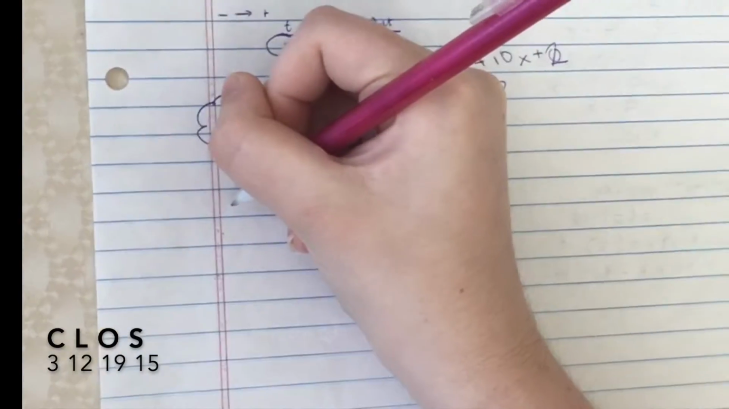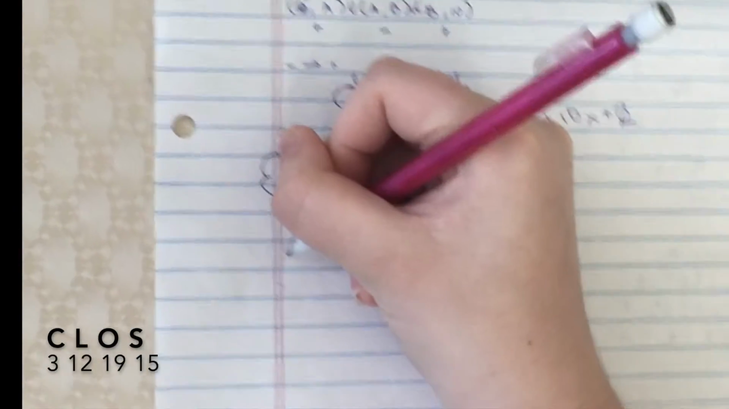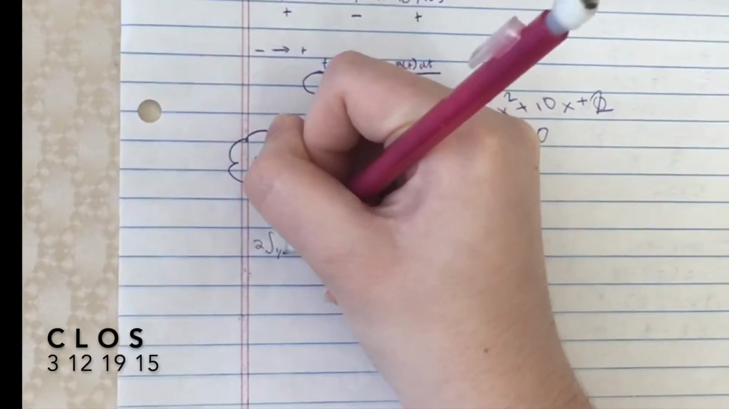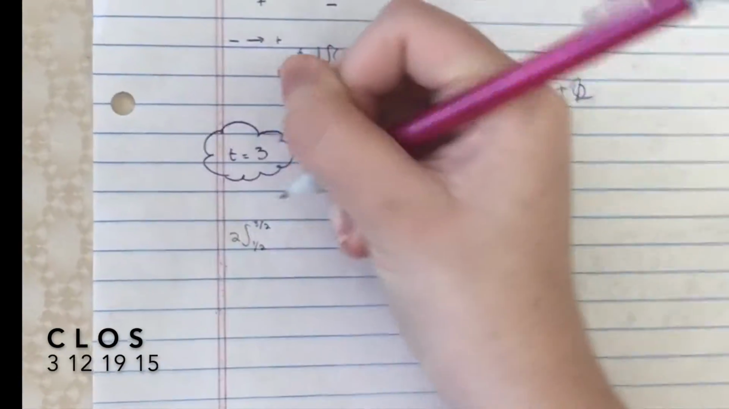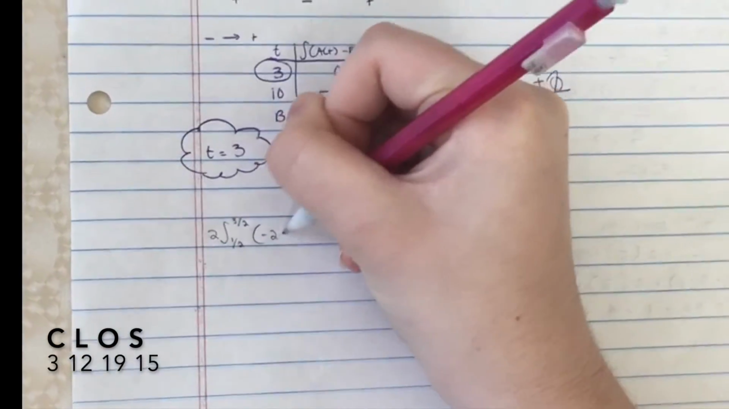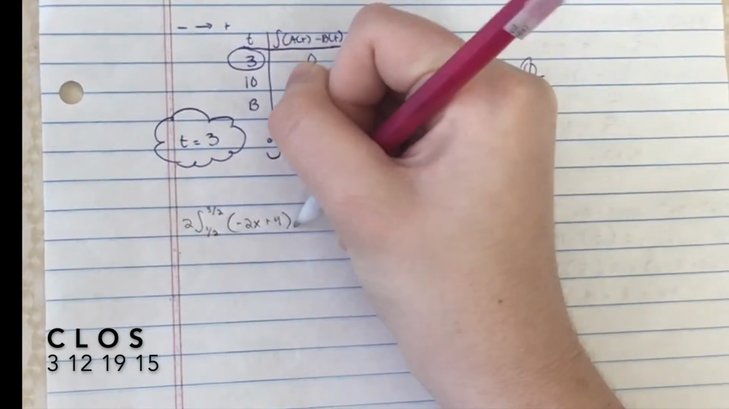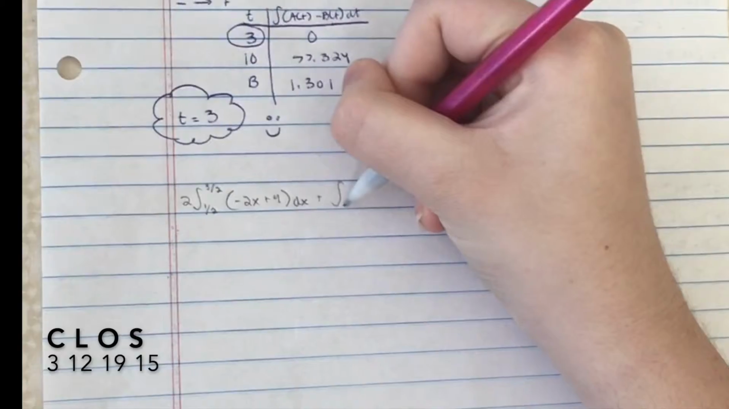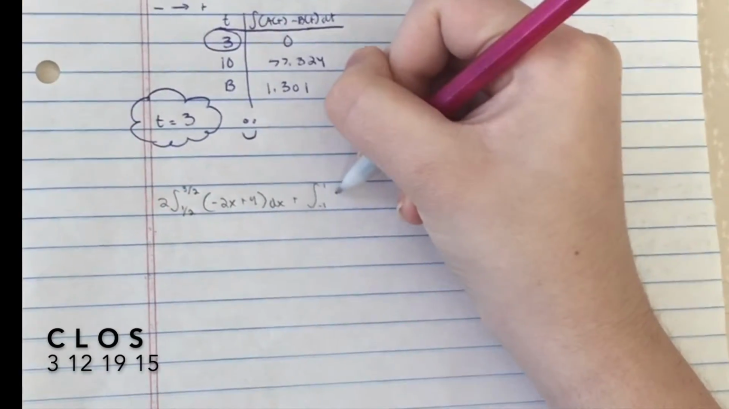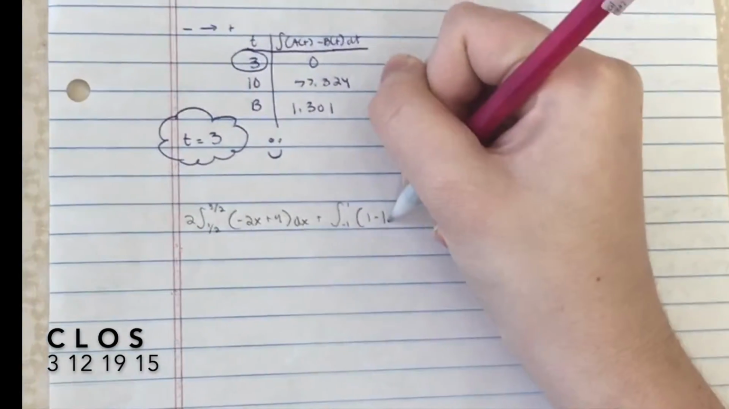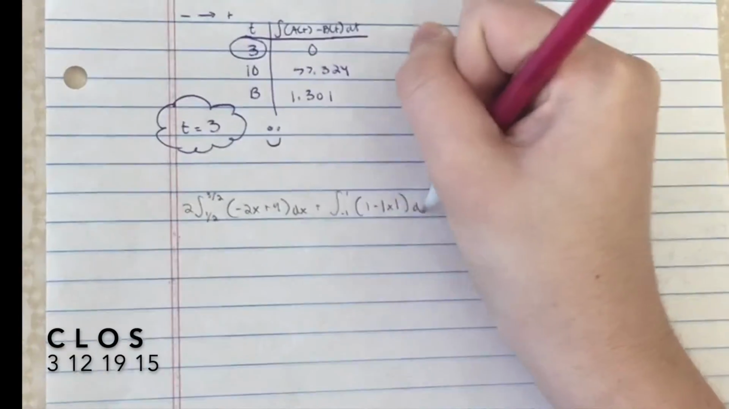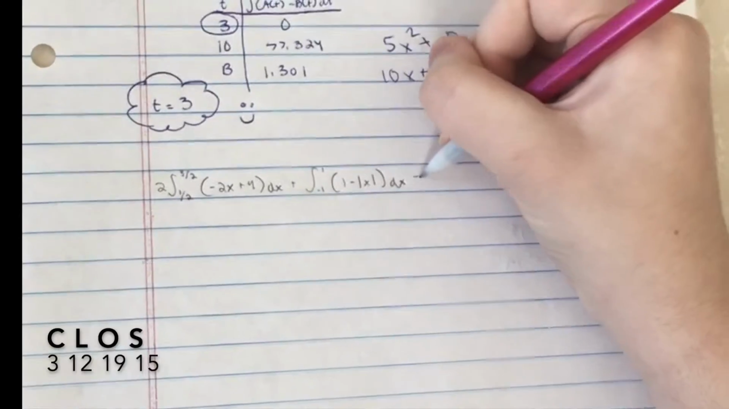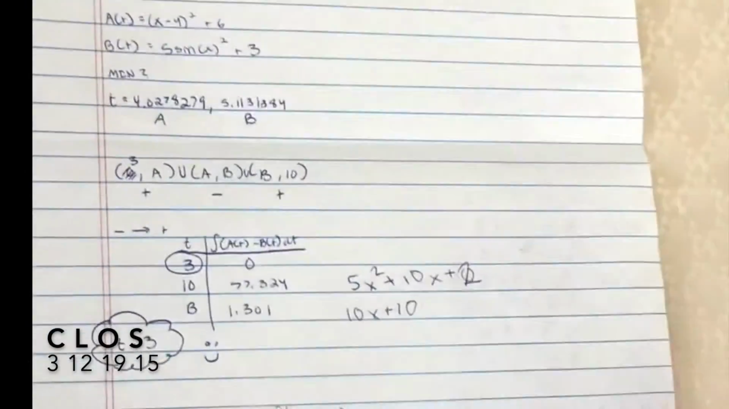The next problem is an integral problem. What is the integral from 1/2 to 3/2 of negative 2x plus 4 dx plus the integral from negative 1 to 1 of 1 minus the absolute value of x dx equal to? So now we can use our calculator.